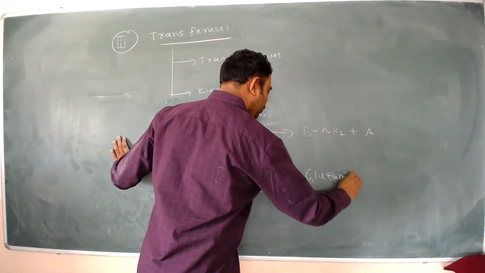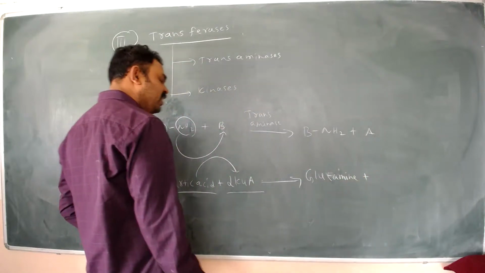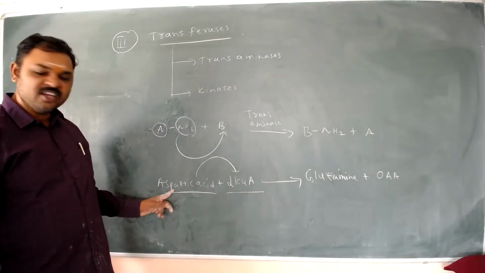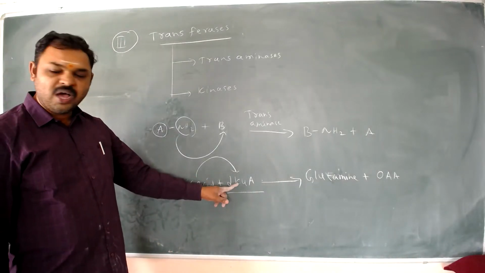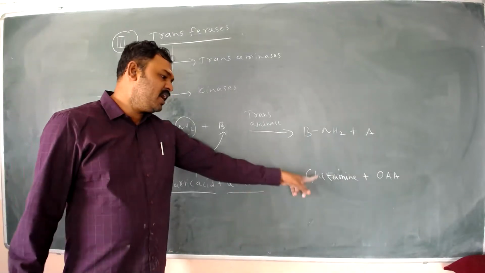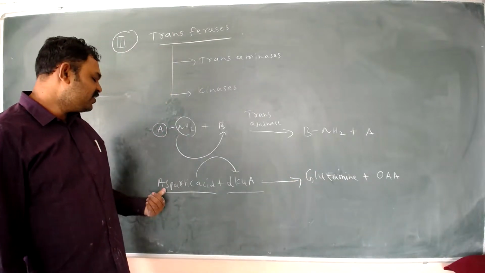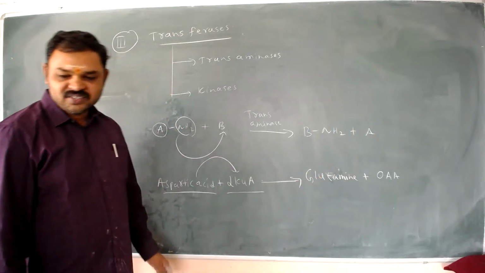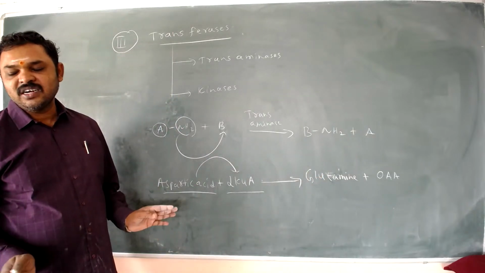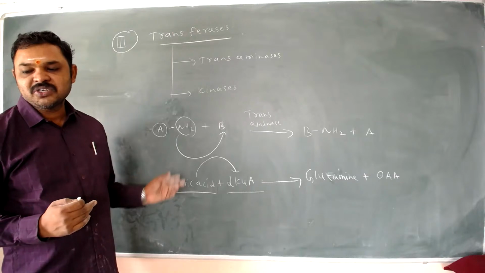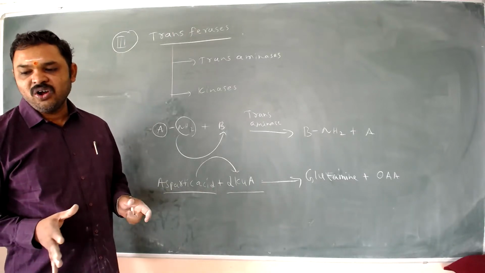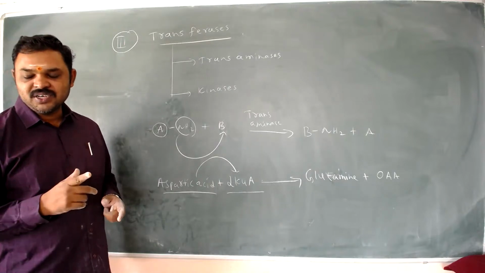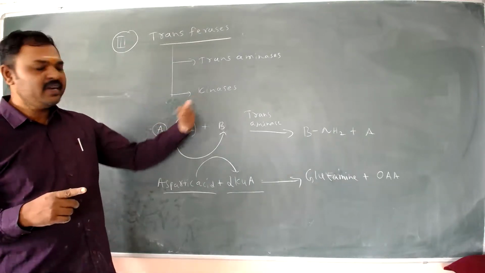Glutamic acid has been formed. Then how is aspartic acid converted? Into oxaloacetic acid. Here aspartic acid transfers the amine group to alpha KGA, so alpha KGA is converted into glutamic acid. As it donates the amine, aspartic acid becomes oxaloacetic acid. Simply, the aminases can transfer an amine group from one substance to another. So transferases are of two types: transaminases and kinases.